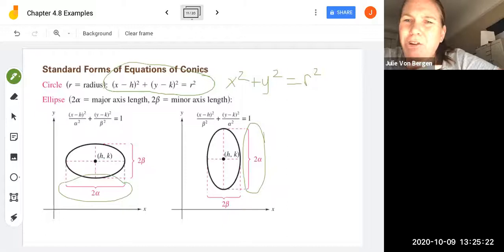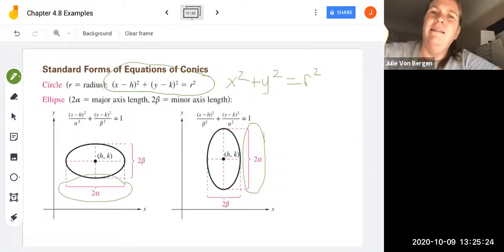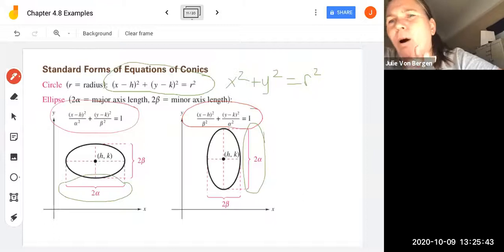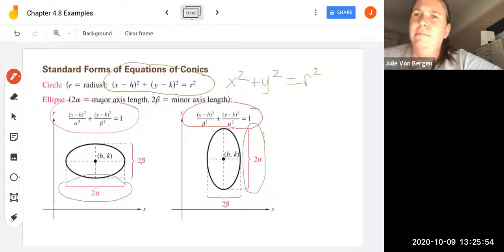So if your major axis is the x-axis, your function looks like this, with (x minus h) squared over alpha squared, and then (y minus k) squared over beta squared because y is the minor axis in this scenario. In the second scenario, where y is the major axis, then (y minus k) squared is over alpha squared. And in an ellipse, this equation equals 1.